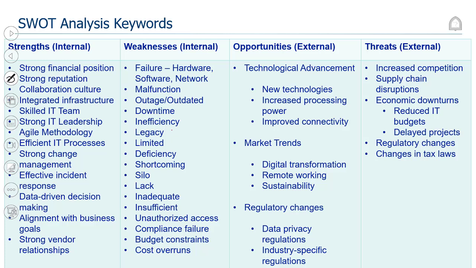Things like legacy systems, okay? Things like silo. Silo is not good. Silo simply means things are not integrated. Legacy simply means things are outdated, old technologies. Unauthorized access, those are security issues. Compliance failure, you're not complying. Opportunities are things which are external, you don't have control over them, as Mariam said earlier on.